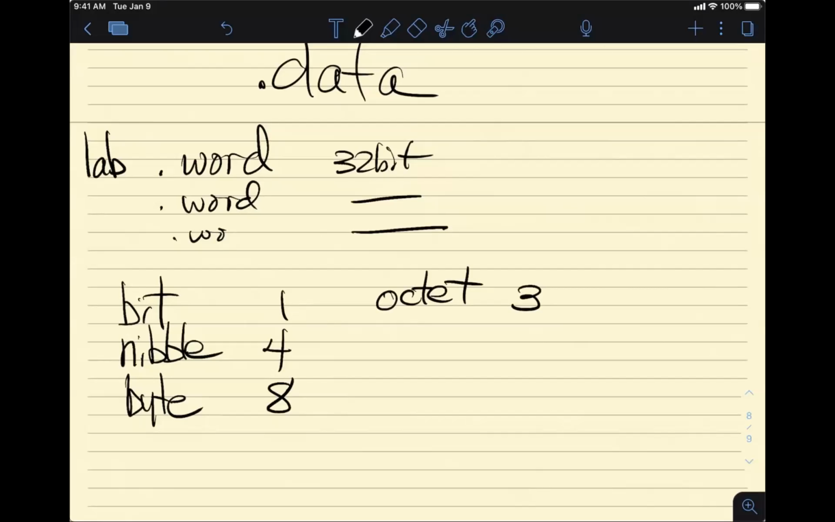Right, and then you know what a short is. So a short is 16 bits. And originally, for most computers, this is what a word meant. But then 32-bit computers became more common, and then 64-bit computers became more common after that. So how many bits in a word has changed. It depends on the architecture.